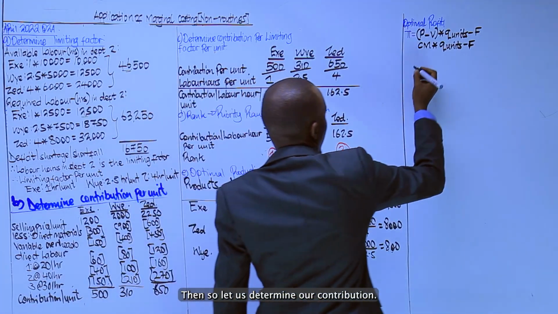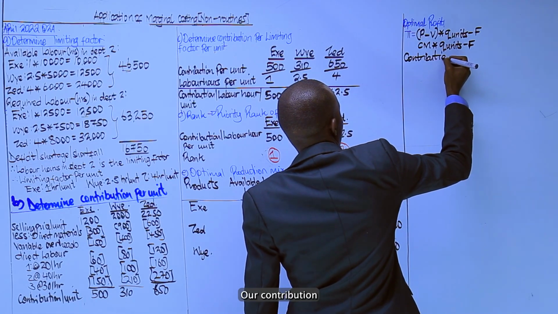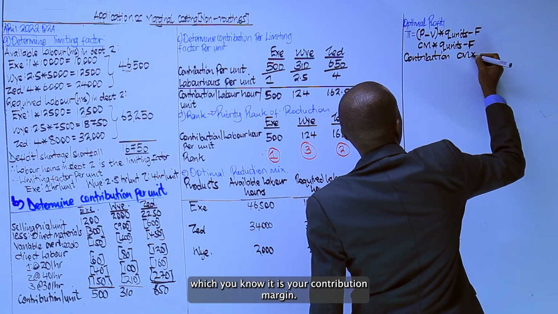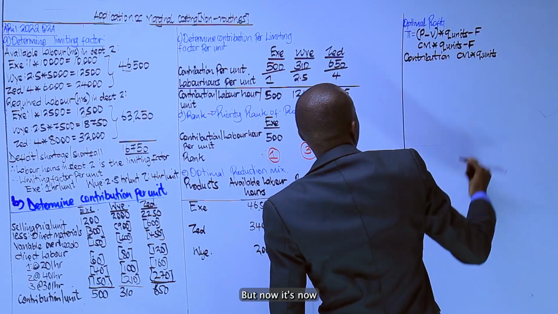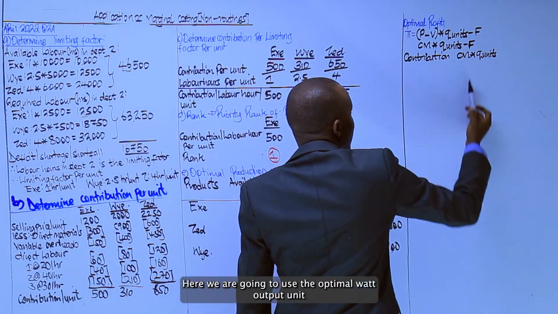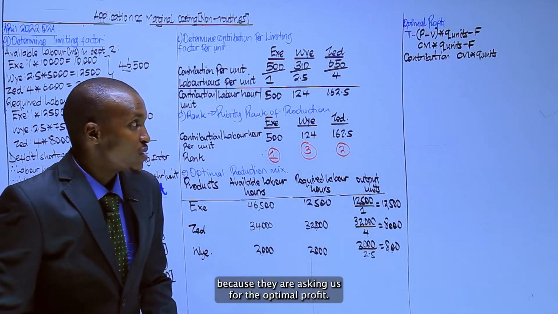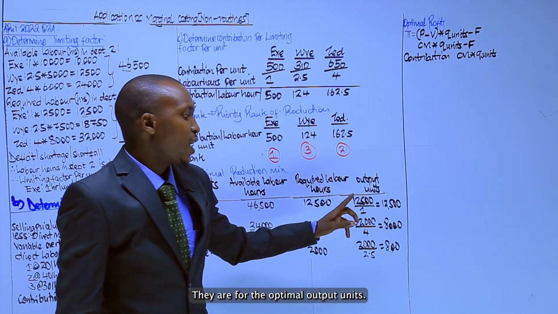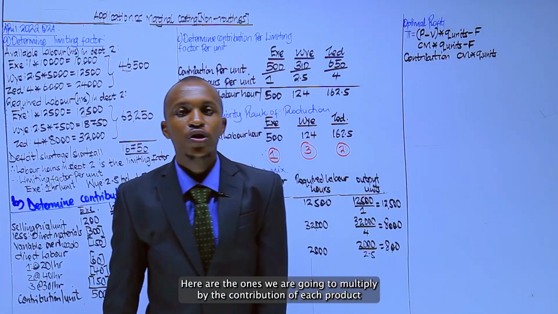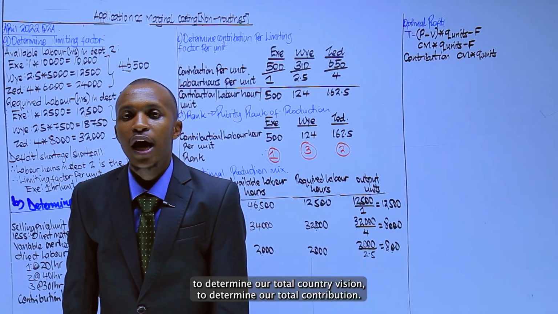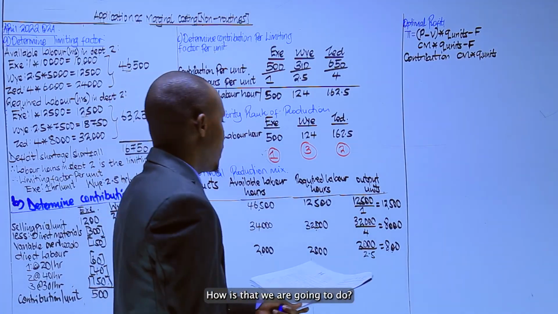Then, let's determine our contribution, which is your contribution margin. You multiply by your units. But now, these units here, we are going to use the optimal output units, because they're asking us for the optimal profit. Therefore, the optimal output units here are the ones we're going to multiply by the contribution of each product to determine our total contribution. How are we going to do that?